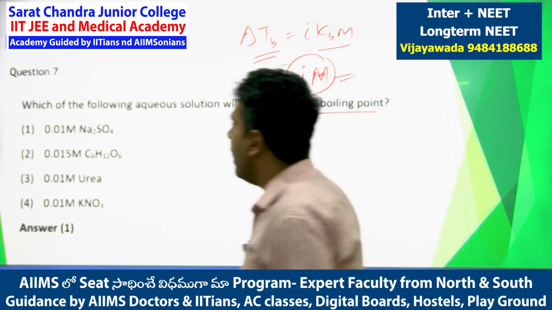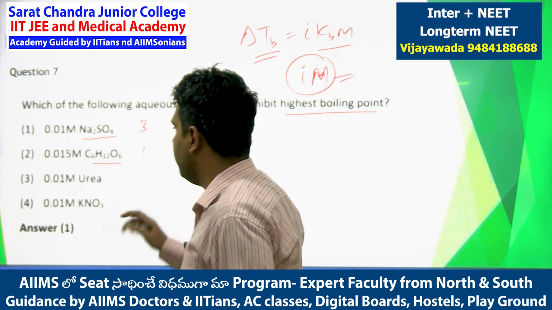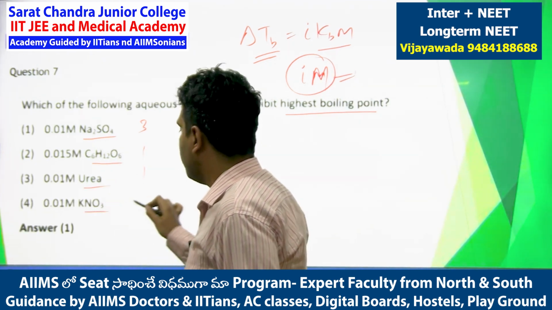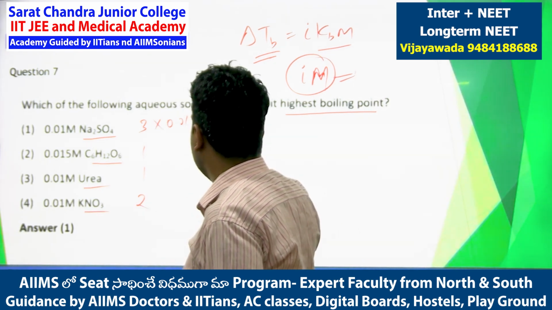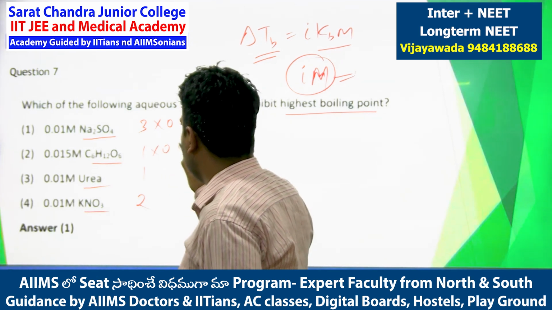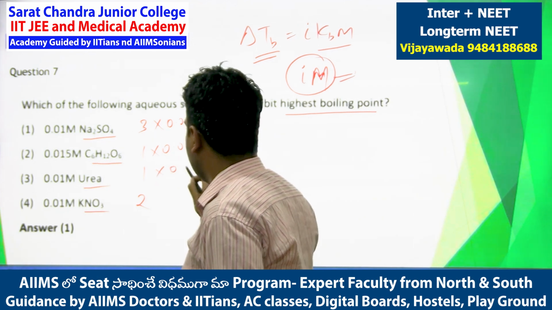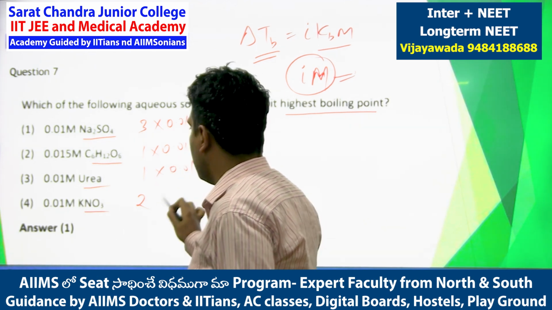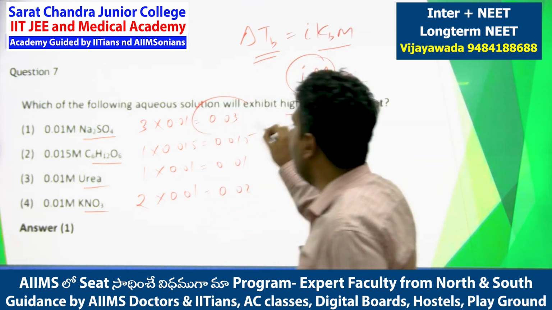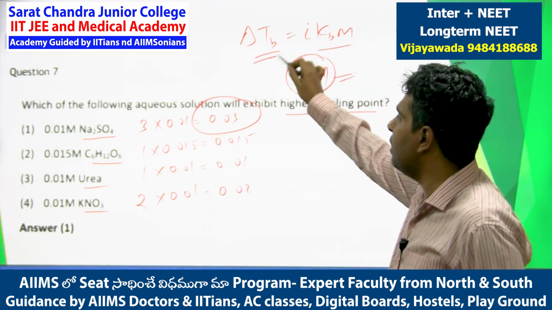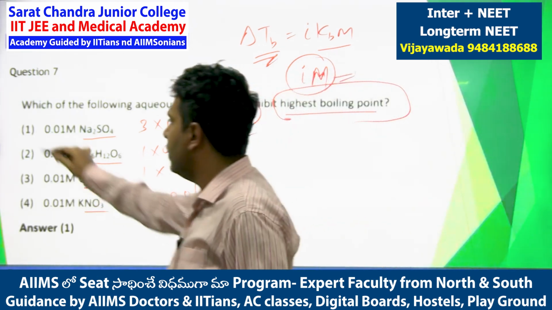So we are checking. For Na2SO4, i will be 3. For sugar, i will be 1, it will not dissociate. Urea also has i as 1. For potassium nitrate, i is 2. So i into M with 0.01 gives 0.03. Then i into M is 0.015. Then 0.01. Then 0.02. The highest value of iM will give the highest elevation in boiling point, and that will have the highest boiling point. So the answer will be the first option.